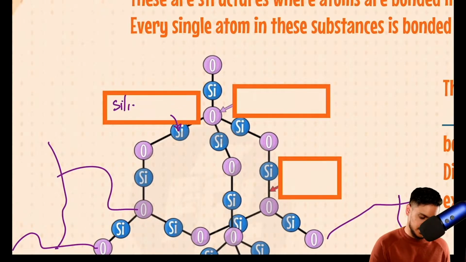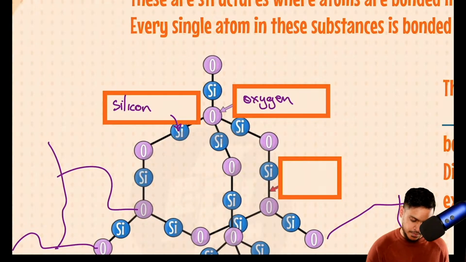Because of silicon dioxide, we've got oxygen atoms. And in between them, we've got the covalent bonds.